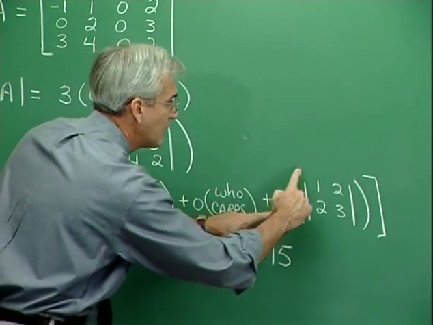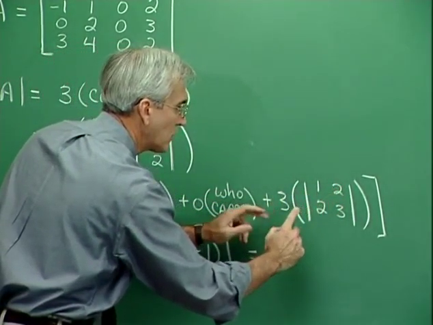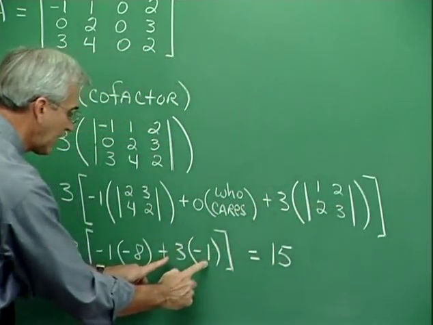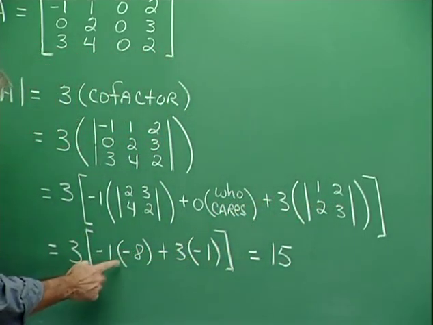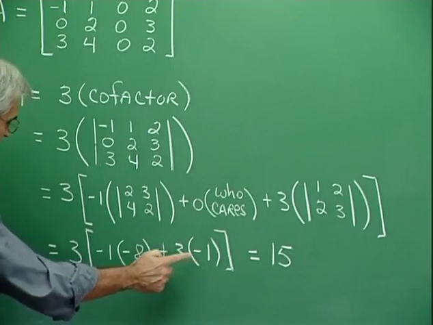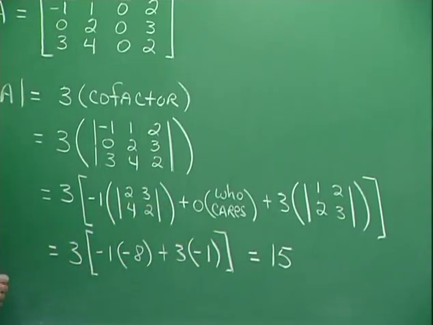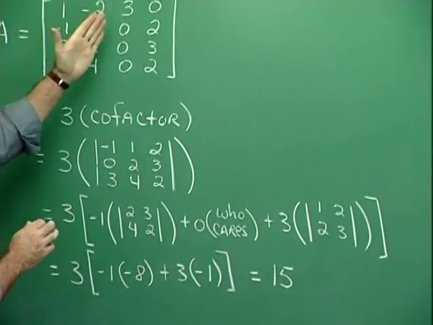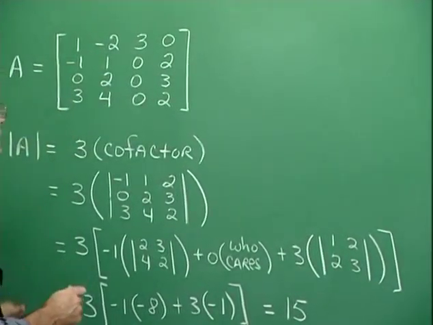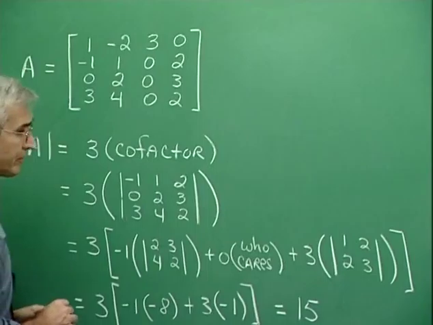This is 3 times 3 minus 4, which is negative 1. So this is 3 times negative 1. And then cleaning this up, this is 8 minus 3, which is 5. 5 times 3 is 15. So 15 then is the determinant. We get a lot of mileage out of having multiple zeros in our original matrix.